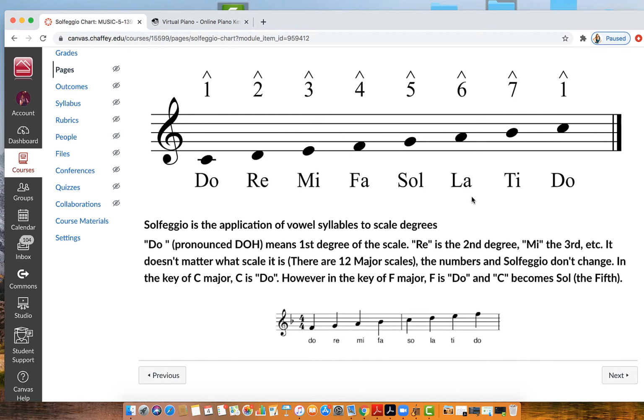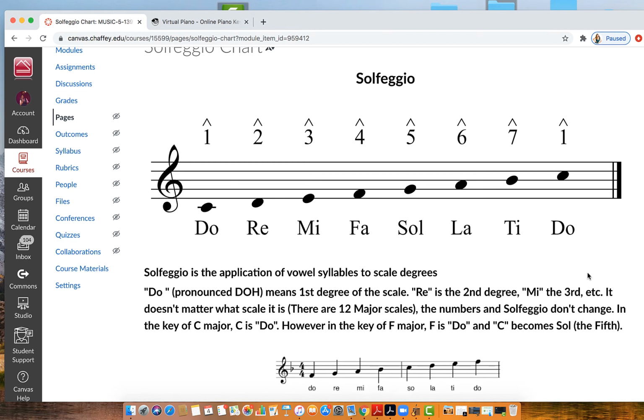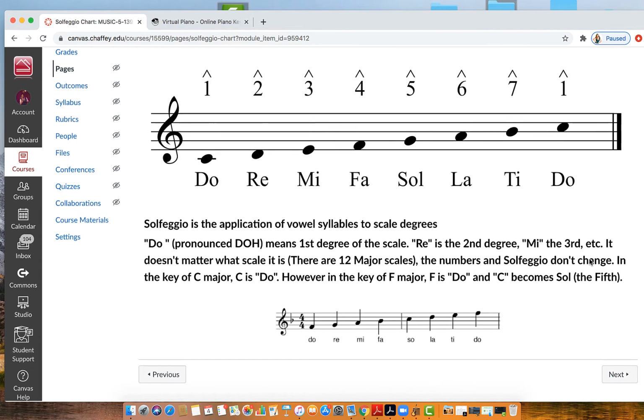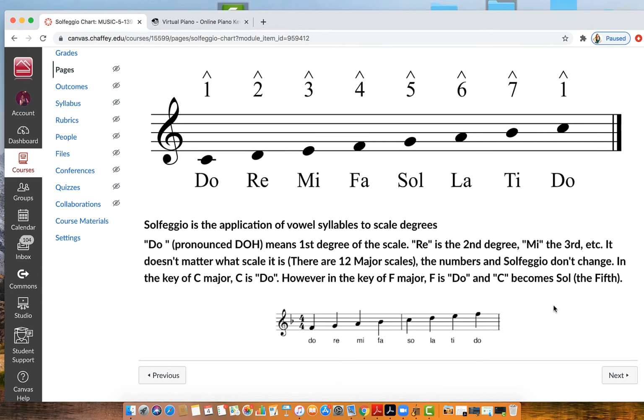Okay, so that's how the solfege works. And especially if you're a singer, you'll use this kind of thing a lot. And for those of you going on to music 6 and music 7, you will be using these a lot. And they're pretty handy. They're pretty useful, especially if you're talking with other people who may not ascribe to the English language.